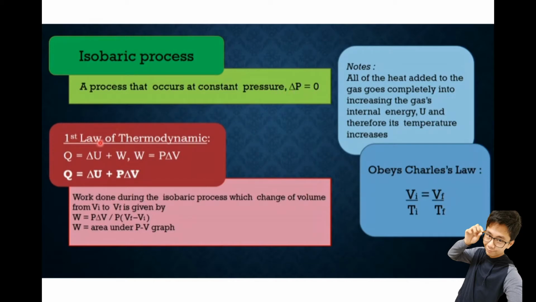From the first law of thermodynamics, we know that Q is equal to delta U plus W, where W is equal to P delta V. So Q is equal to delta U plus P delta V. Work done during the isobaric process with change of volume from V initial to V final is given by W equal to P delta V, or P (V final minus V initial), and W is equal to the area under the PV graph.